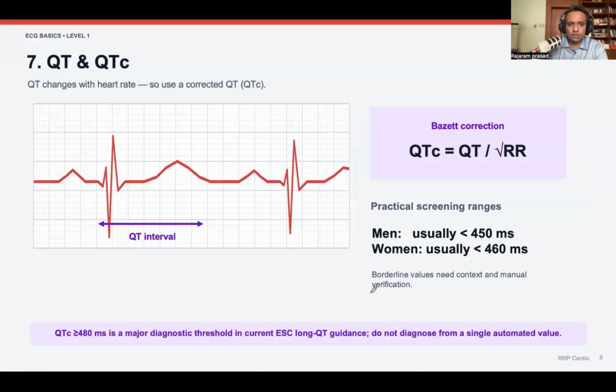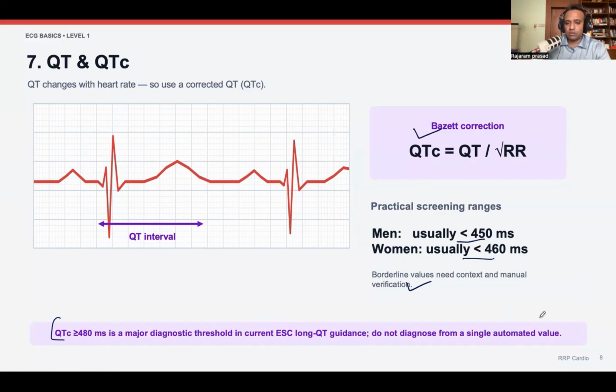Then there is QTC. It changes with heart rate, so we use corrected QTC. So what is the corrected QTC? You can use Bazett's correction and then you can calculate the QTC. Usually QTC is less than 450 for males and 460 milliseconds for females. Borderline needs context and manual verification is important. More than 480 corrected QTC is a major diagnostic threshold in European guidelines as long QT.